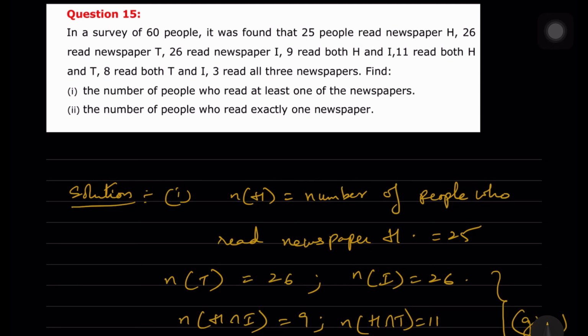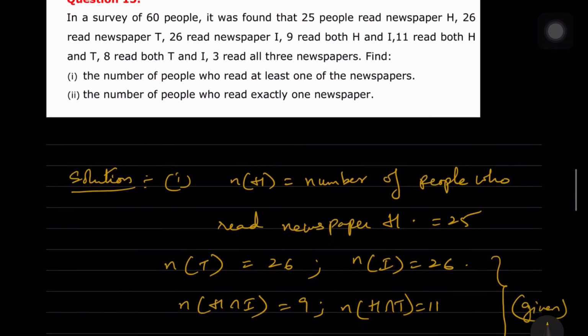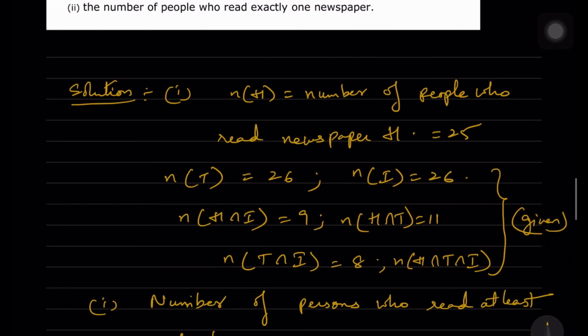So here let n of H be equal to the number of people who read newspaper H. In the same way, n of T is equal to the number of people who read newspaper T, and n of I is equal to the number of people who read newspaper I. So that is also given to us.